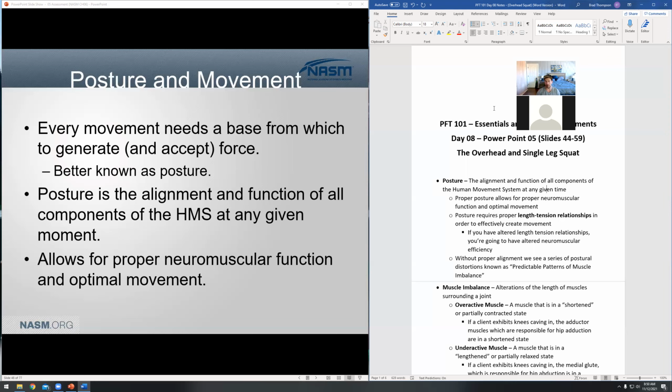So it can do all three of those actions, which means it's really common to get overactive. Our lats often really like to tighten up, especially a lot of guys who do a lot of pull-ups and things like that.